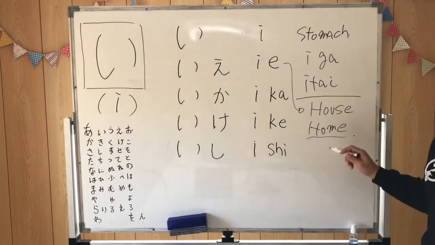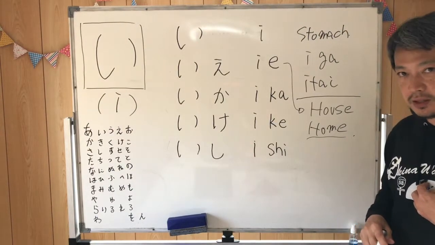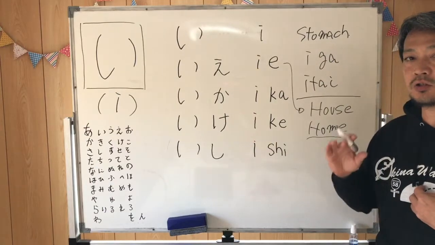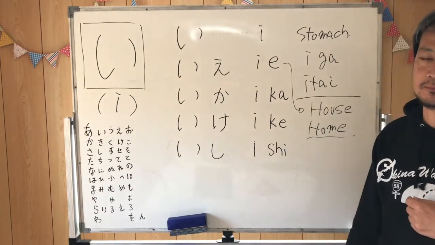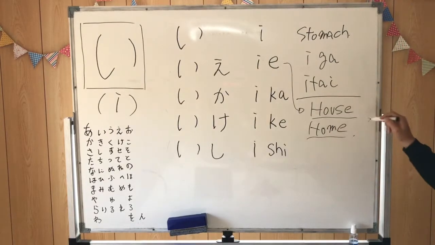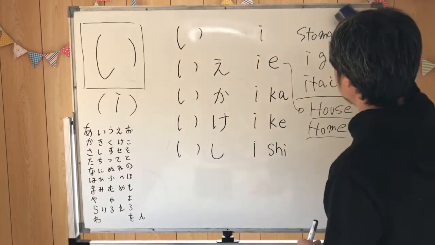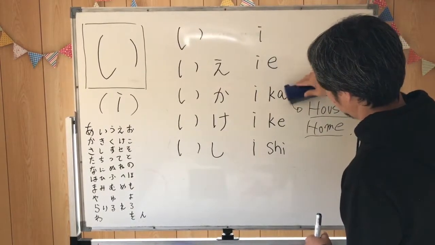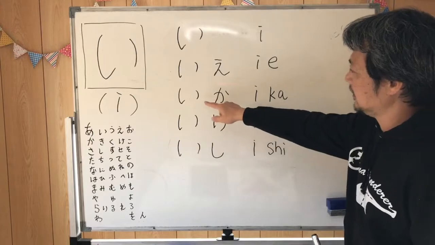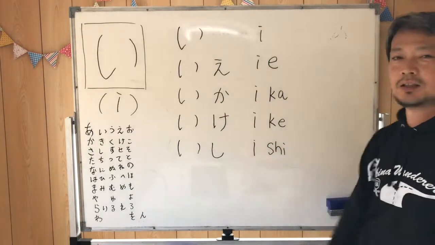House and home. You can ask, where is your house? あなたの家はどこですか? Where is どこ? Is your house? あなたの家。家。ね。Okay. House and home. 家。Okay. Next one. イカ、イカね. What do you think?